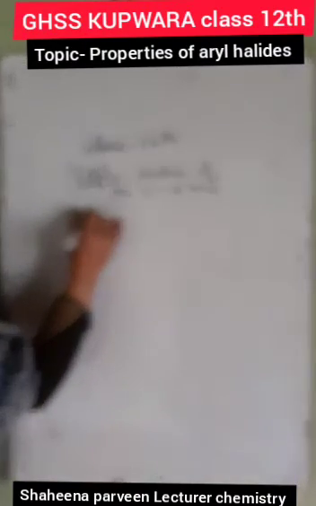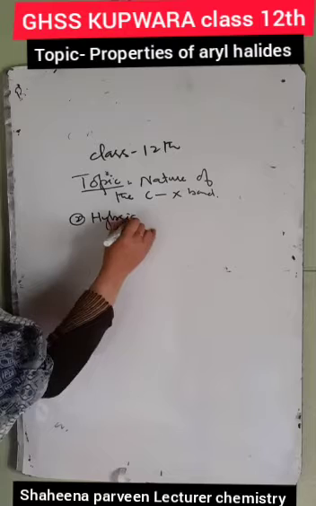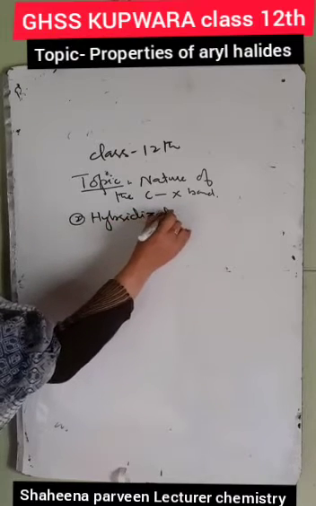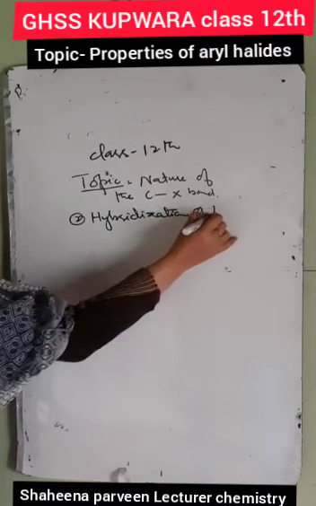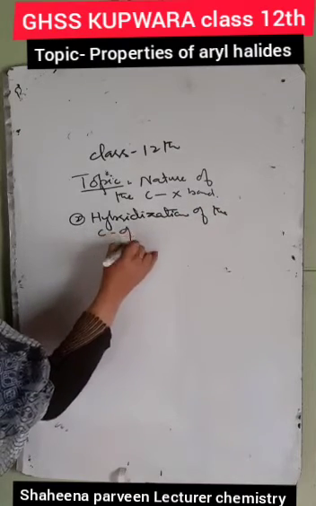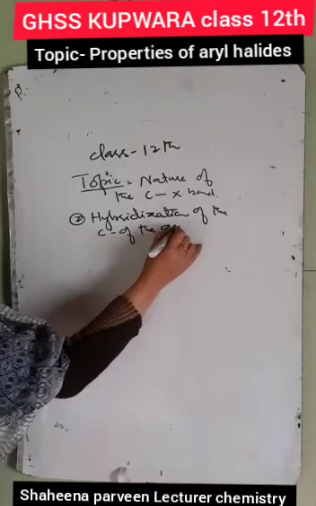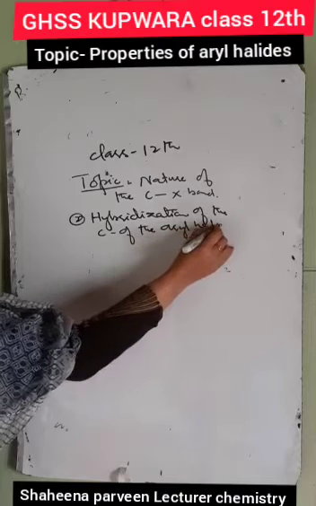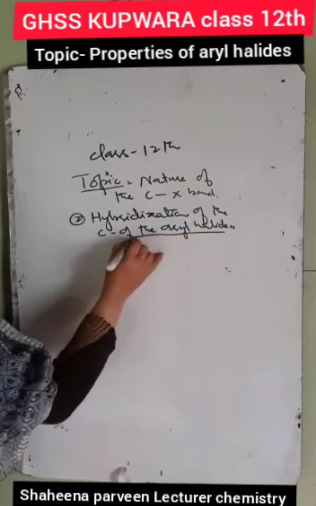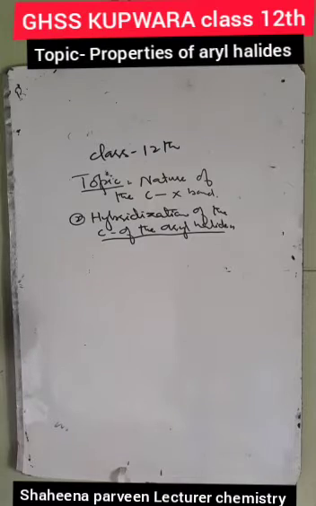Number second, hybridization. Hybridization of the carbon of the aryl halide. The carbon atom in aryl halides is sp2 hybridized, while the carbon atom of the alkyl halides is sp3 hybridized.